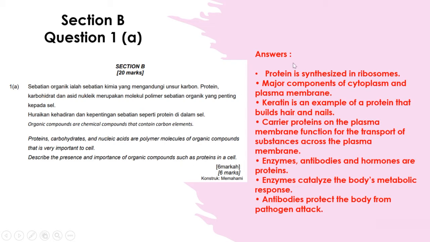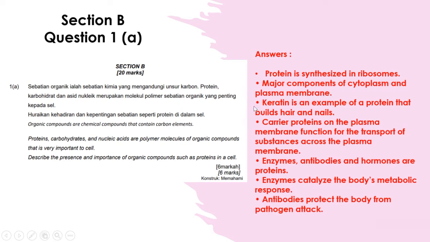So this is the suggested answer. Because of the 6 marks, you have to state 6 points or more than that. Protein is synthesized in the ribosome. You can state where the protein comes from: it is synthesized in the ribosome. Protein is a major component of the cytoplasm and plasma membrane.